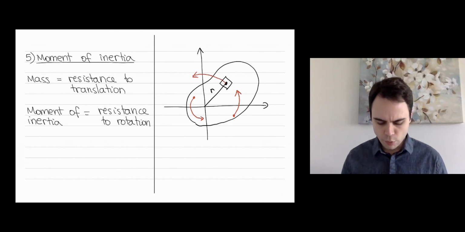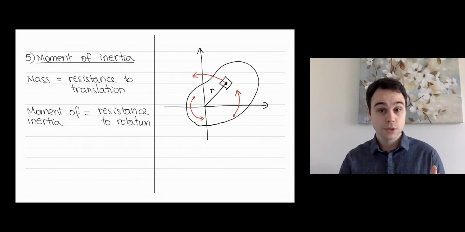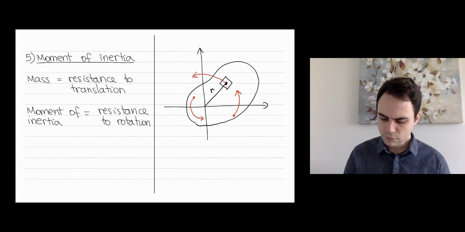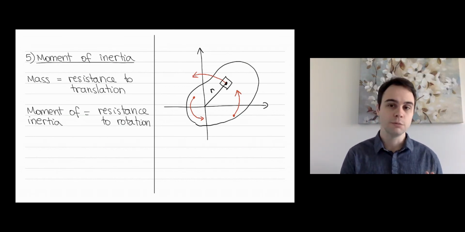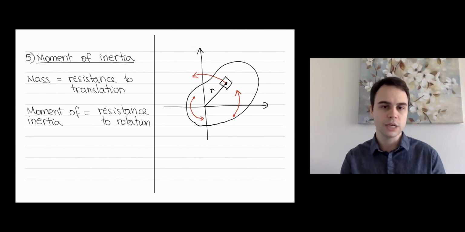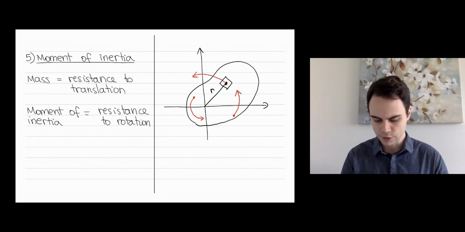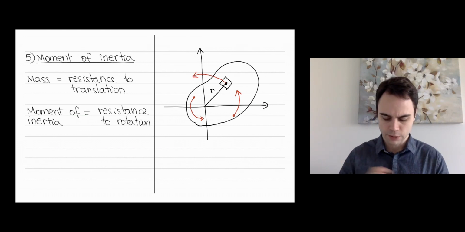Now let's look at moment of inertia. That's resistance to rotation, and it's a factor that tells you how much energy you have to impart to the object to get it rotating at a certain angular speed, a certain number of turns per second.